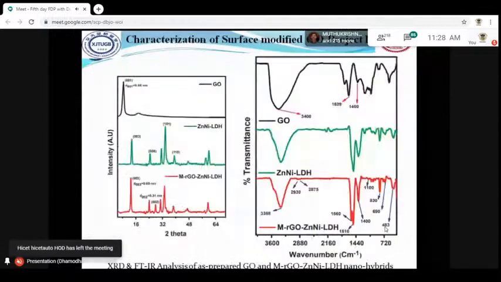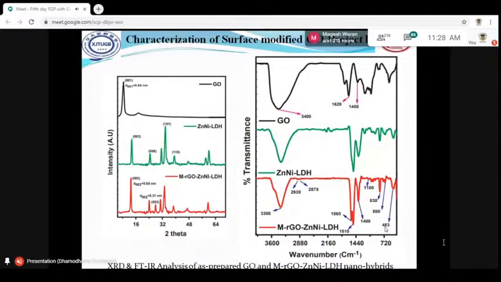And here also we can see the zinc nickel LDH decorated GO surface has been scrutinized with XRD analysis. The d-spacing between the adjacent layers is like 0.86 nanometer for GO. It is very good. And zinc nickel LDH, when we analyzed with the XRD, we got the 003 plane, 006 plane, 101 and 110 plane.